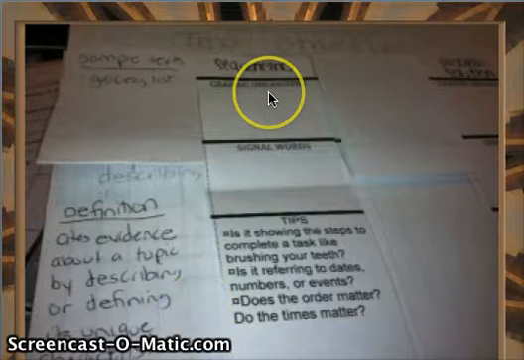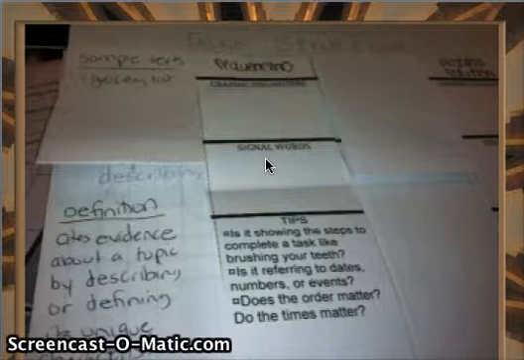Where it says graphic organizer, you're going to draw a picture of the graphic organizer, and then the signal words, you're going to be writing down the signal words from the PowerPoint.